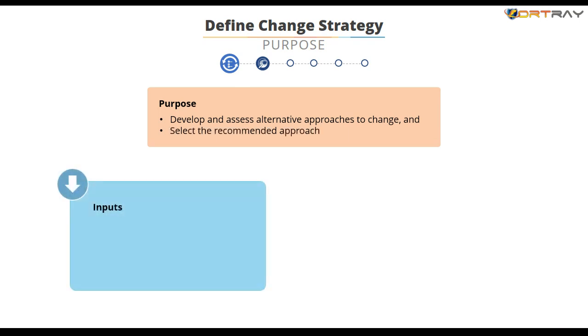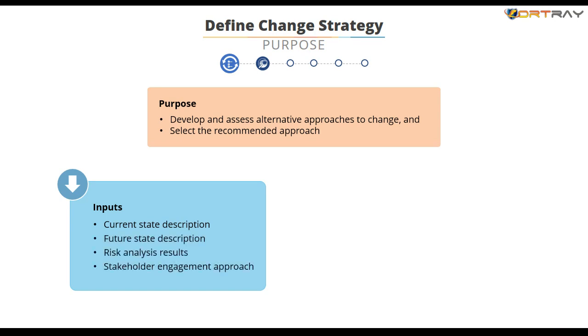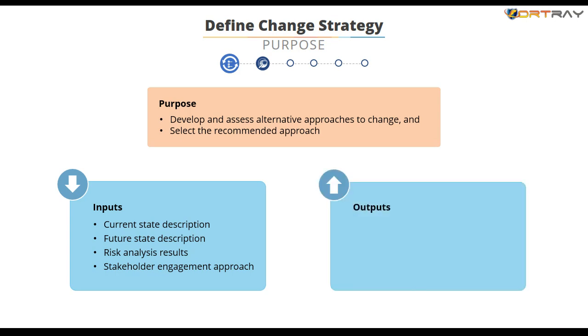Inputs for this task are current state and future state description, risk analysis results, and stakeholder engagement approach. The outputs of this task are change strategy and solution scope. The current and future state descriptions provide a context. Risk analysis results describe the risks identified and their exposure. Stakeholder engagement approach provides an understanding of the communication and collaboration, which helps in identifying change strategy activities. Change strategy output is the approach that will be followed by the organization to steer change. Solution scope will be derived from the change strategy.